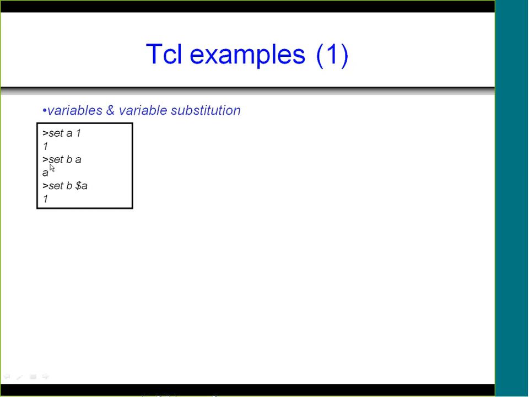The next example shows what's going to happen if I assign the string a to variable b. If you look at b, you're going to see that what it contains is a. It's not 1. So in order to assign the 1 that is in a to variable b, you need to have a $ sign in front of variable a. So now in variable b you have the value 1.